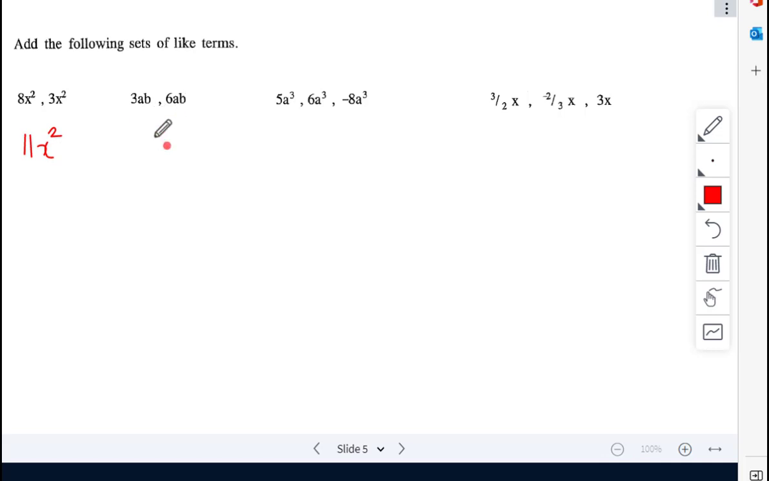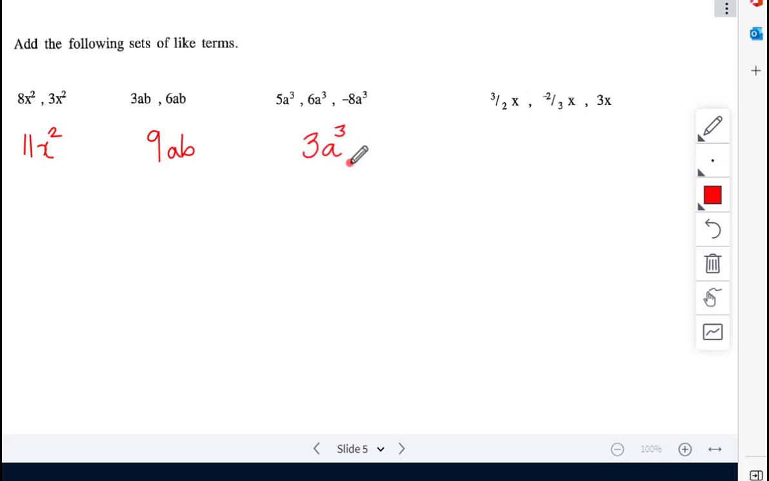3ab and 6ab, so 3 plus 6, which is 9. So that would give me 9ab. All right, we have 5a cubed, 6a cubed, and then negative 8a cubed. So again, add 5 plus 6, and then we're subtracting 8. That will give me 3a cubed.